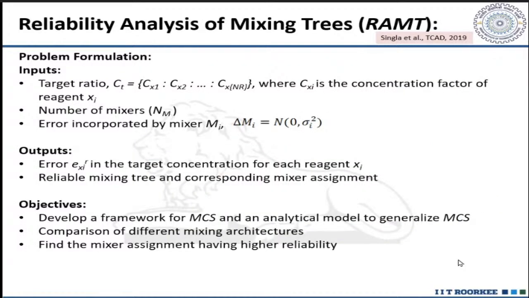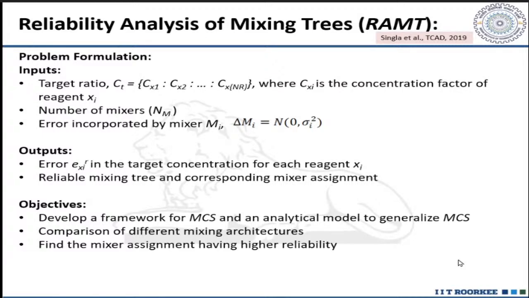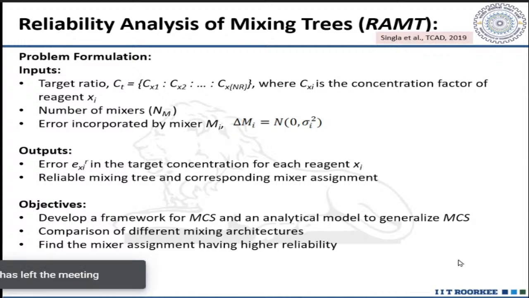So the problem formulation was like this: we have the target ratio and the target concentration factors, where the CXIs are the concentration factors of reagent XI. We have an inner number of reagents, and we have some number of mixers on the digital microfluidic biochip. NM is the number of mixers, and each mixer can incorporate error, and we have considered this error as a normal distribution having sigma I square. Depending on the mixer, this sigma I varies, but it always behaves like a normal distribution for the mixers.